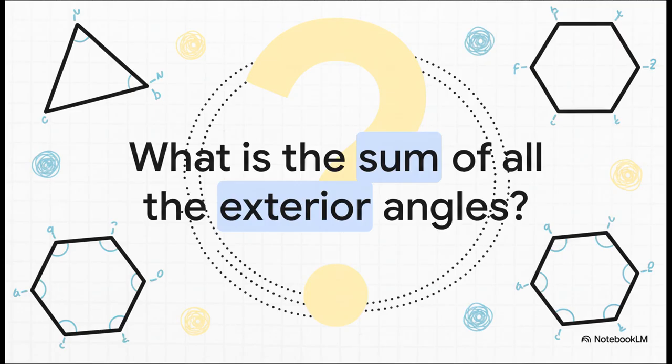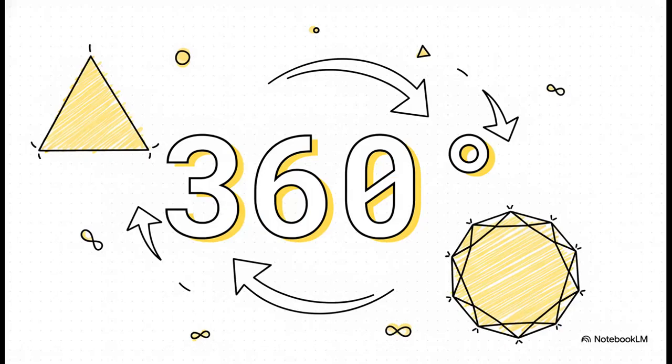So this leads to a really interesting question. What happens if we add up all of the exterior angles of a polygon? Are we going to need another complicated formula that changes depending on how many sides there are? Nope. The answer, and get this, is always the same. 360 degrees. It's that simple. It doesn't matter if you have a triangle or some crazy 100-sided shape. The sum of the exterior angles is always 360. It's just one of those fundamental rules of geometry.